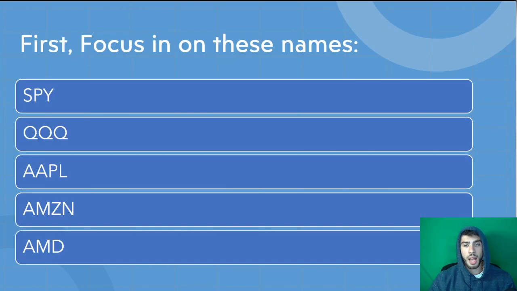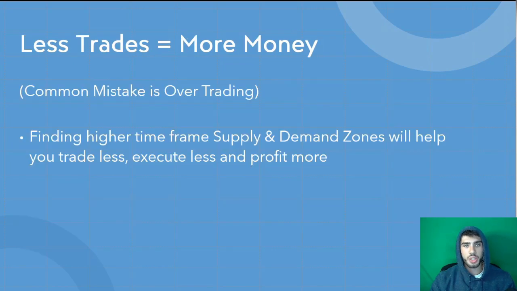Trading a small account with options, you want to be focusing on large cap names. So SPY, QQQ, Apple, Amazon, AMD are my top 5 names, and they all have relatively cheap options. So I think for a small account, these 5 stocks are perfect. In this strategy, less trades actually equals more money. See, the common mistake new traders make is overtrading. Overtrading will never be good, and also you have to factor in the PDT rule.